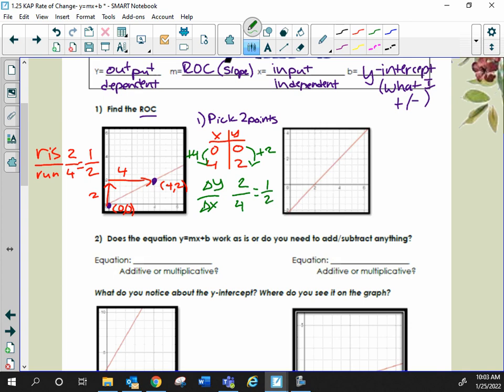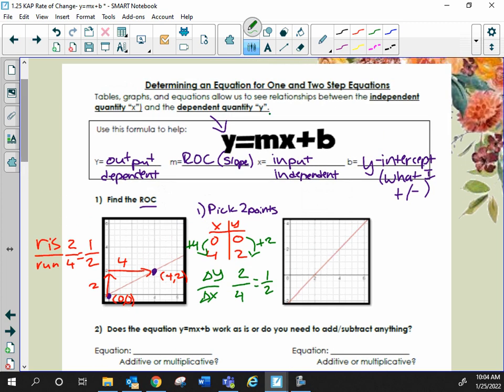Yes. Do you have to do both ways? No. It's whatever you like better. Okay? So this is my rate of change. So this is going to go into my template equation as my m value.